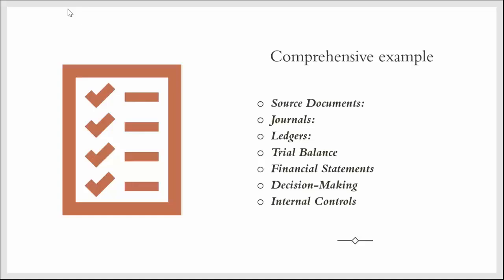5. Financial statements. Quarterly, the accountant prepares the income statement, balance sheet, and cash flow statement to review the business's financial health. 6. Decision-making. The owner reviews the financial statements and decides to increase marketing efforts for best-selling items based on the sales data. 7. Internal controls. To prevent fraud, the cash register system requires a manager's approval for all refunds.